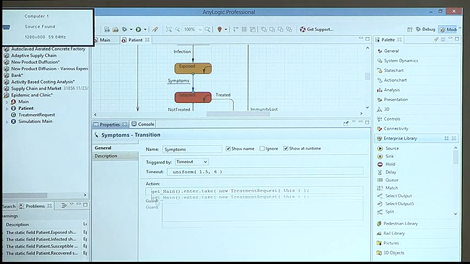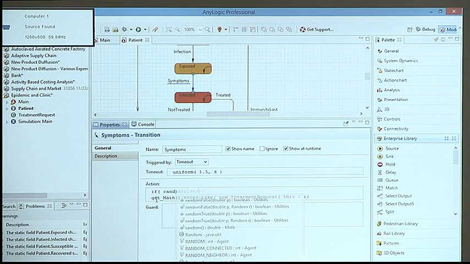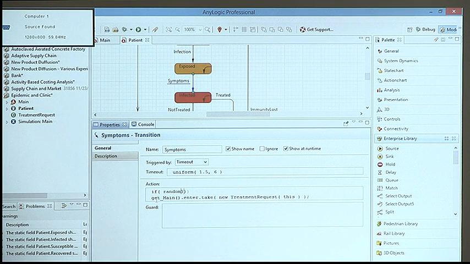Yes? Don't we have to specify the probability for making the decision to have a treatment or not? We could, but in this simple example I decided to make it unconditional, but you could, of course. So here you could say, for example, sorry.